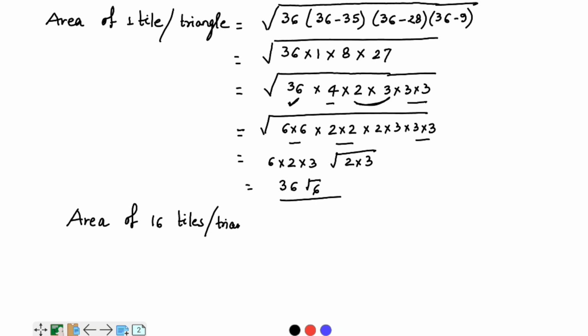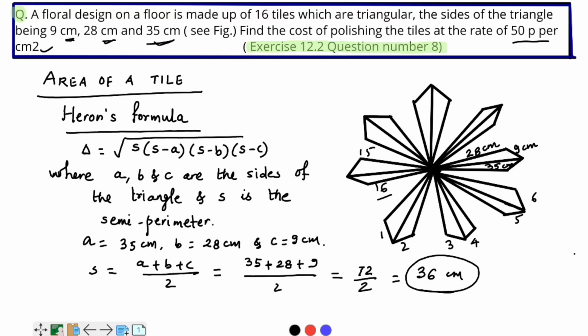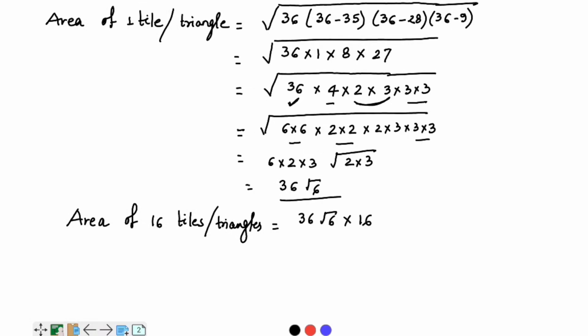You can write 16 triangles. That will be equal to 36 root 6 multiplied by 16. Now this is the area of tiles. Now the cost of polishing the tiles at the rate of 50 paise per centimeter square.